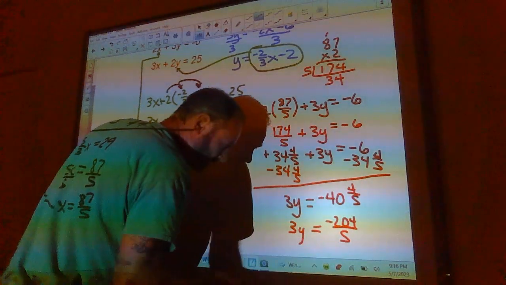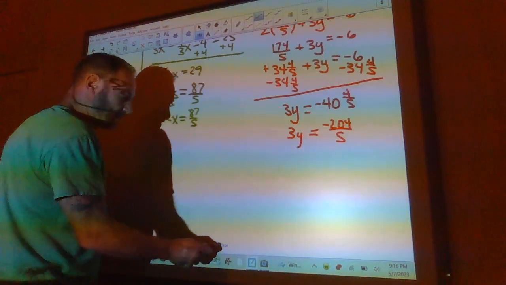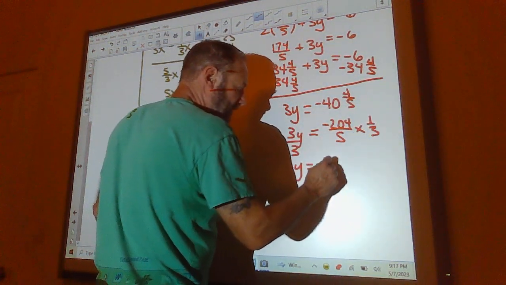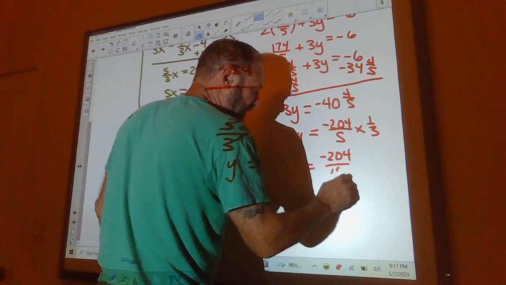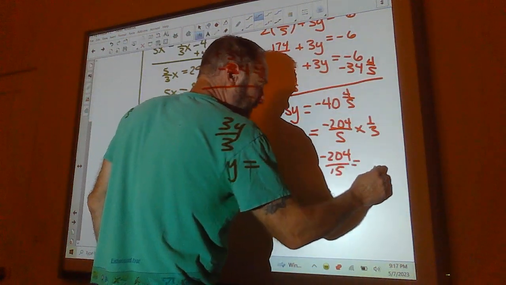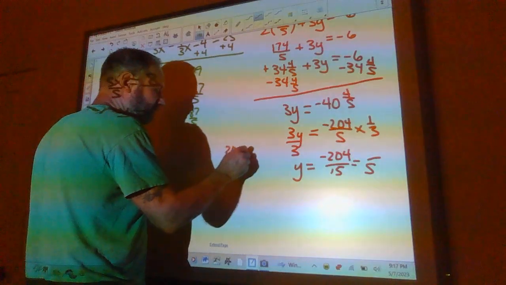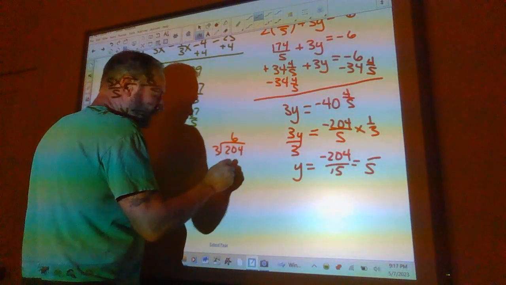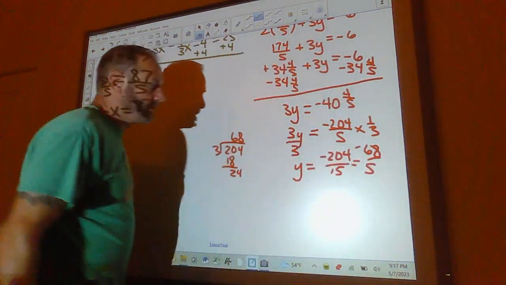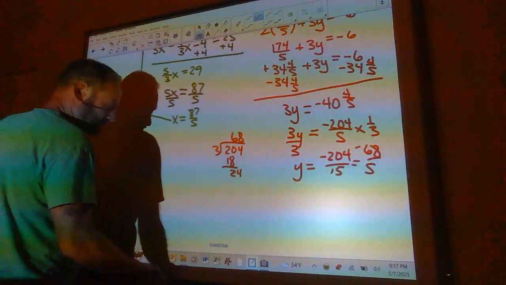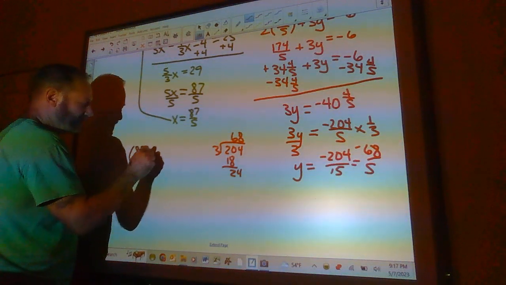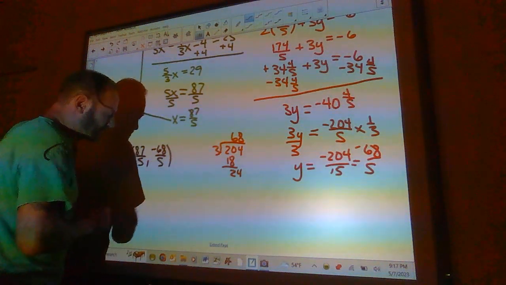It's going to equal 3y. So I'm going to divide that by 3, which is multiply this by 1/3. Y is going to equal -204 over 15. Okay, so I can reduce that because 3 will go into both of those. 3 is going to go in there 5 times. That's easy. Let's see, 204 divided by 3. That's going to be 68. Okay, so my answer comes out to be 87 fifths and -68 fifths.